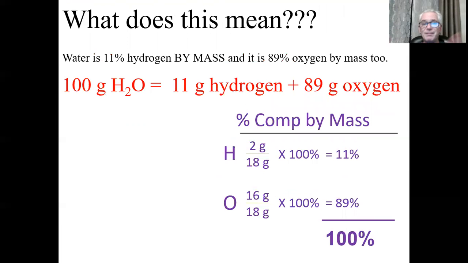Now, what does that mean? That means if you had 100 grams, here's one more in red. If you had 100 grams of water, 11 grams of hydrogen and 89 grams of oxygen. Those percentages are exact for any volume or any mass of water. Doesn't matter how much you have. Water is water, and it's 11% by mass hydrogen and 89% by mass oxygen.